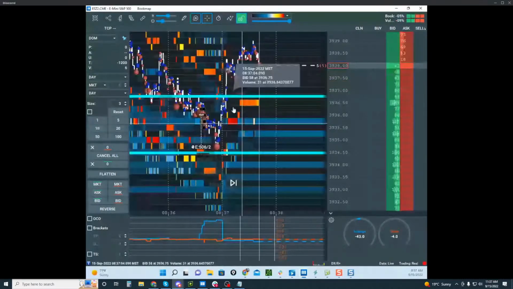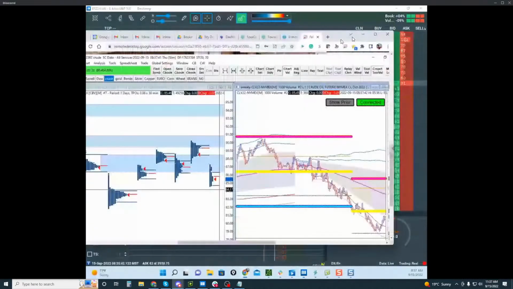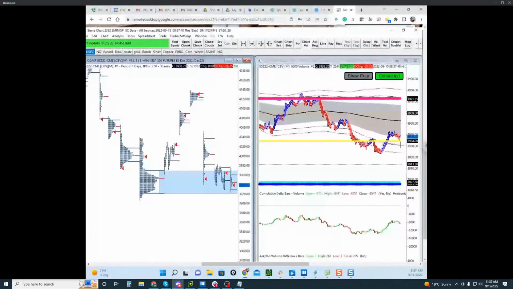All right, so now we will quickly go through my process. Where are we at in the lugs? We're above the yellow lug, so you could take this aggressively long, right?